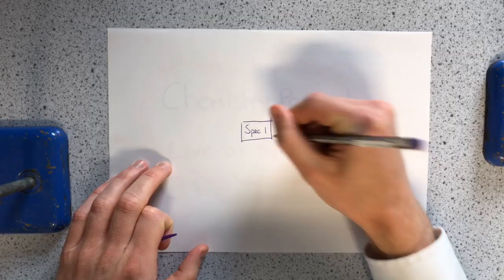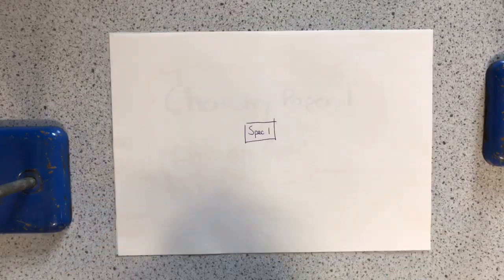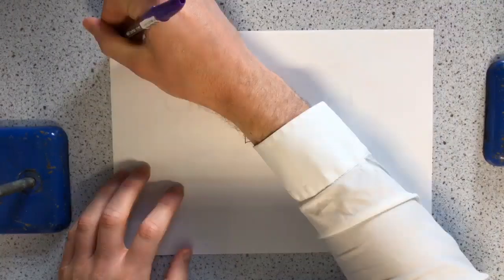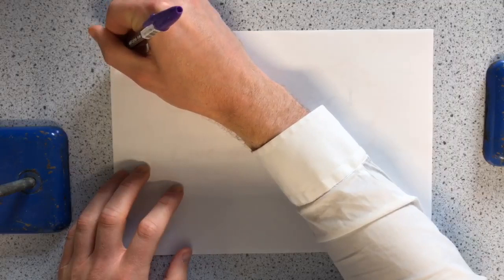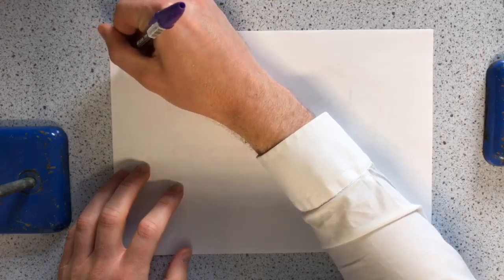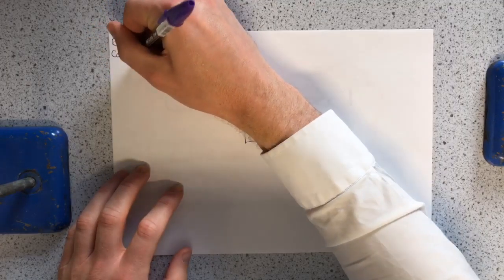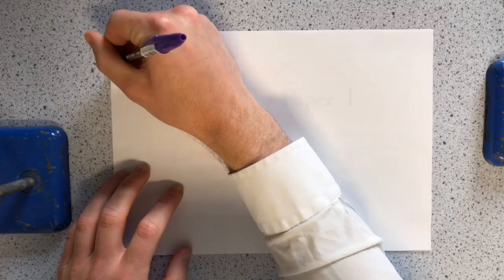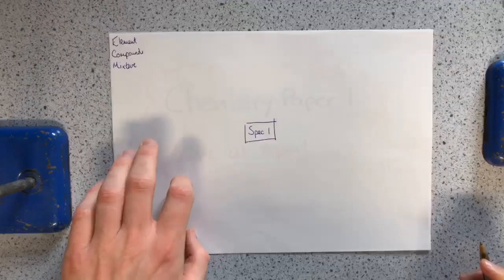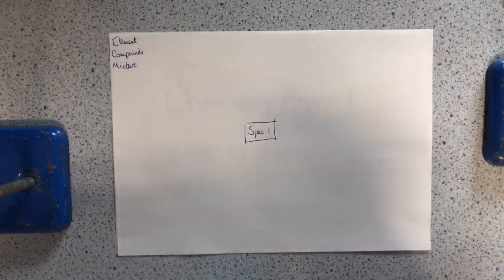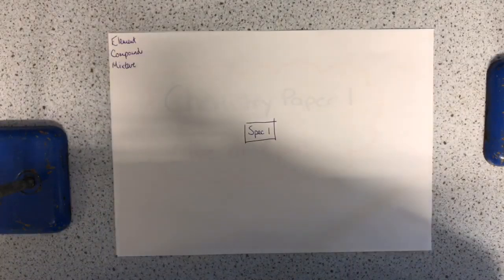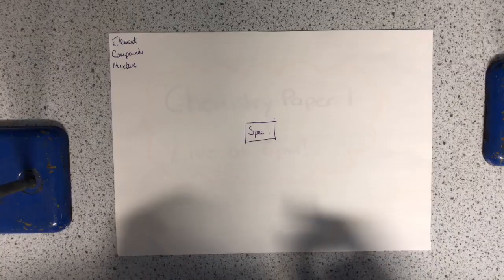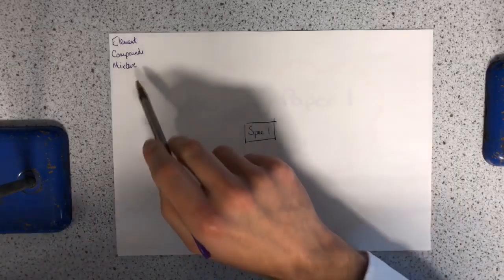Now, the first part that you cover for spec 1 is elements, compounds and mixtures. These are 3 words that you need to understand the definition for. Starting with elements, they only contain one type of atom. A compound is 2 or more elements bonded together. And then you've got a mixture, which is 2 or more elements or compounds not bonded together.